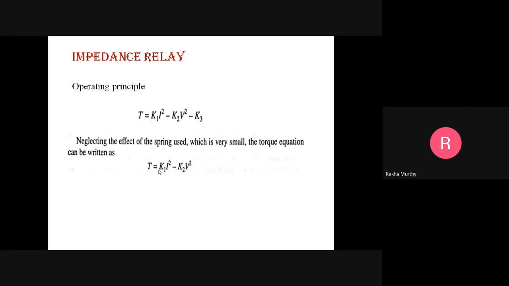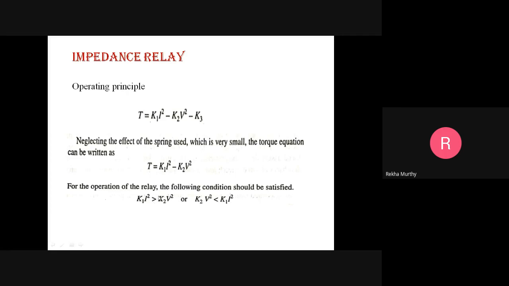Now our aim is to find out under what condition this relay is going to operate. What condition needs to be satisfied? The value K1 I^2 - K2 V^2 should be greater than 0, so the torque is positive. Do you agree with that? When you equate this to be greater than 0, it simplifies to K1 I^2 greater than K2 V^2.